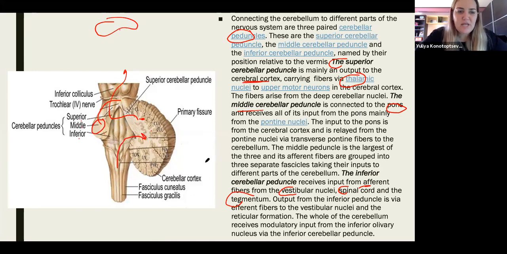To see that you understand, let me ask you this question. In which peduncle will the axons of the spinocerebellar tract be?